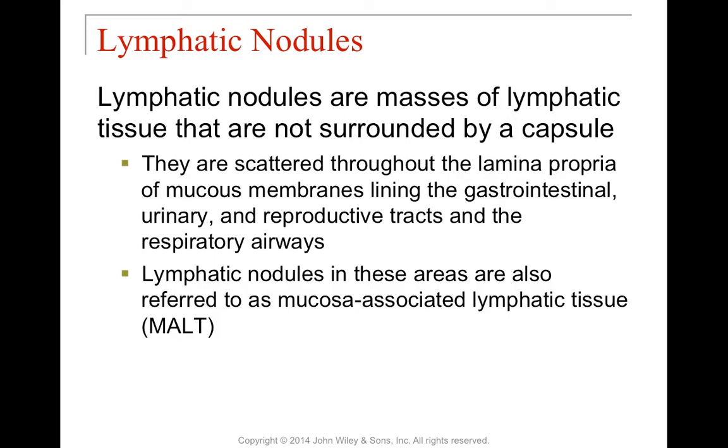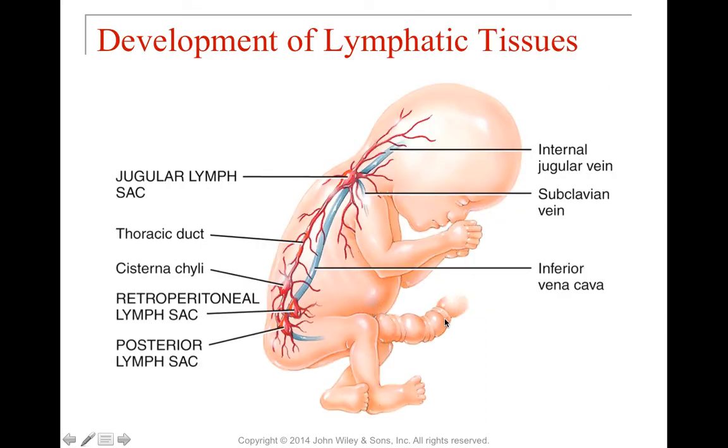And think about it, these are all going to be areas where we have exposure to the outside, whether we've eaten something, right, or it's actually a tube that's connected to the outside, like our urinary tube, right, or a reproductive tract, again, a tube that's connected directly to the outside. Respiratory airways, we're actually breathing in air from the outside, which might have foreign matter in it. So these are all going to be first lines of defense for regions that are going to be subjected to outside invaders. And again, these are referred to as mucosa-associated lymphatic tissue, or MALT tissue.